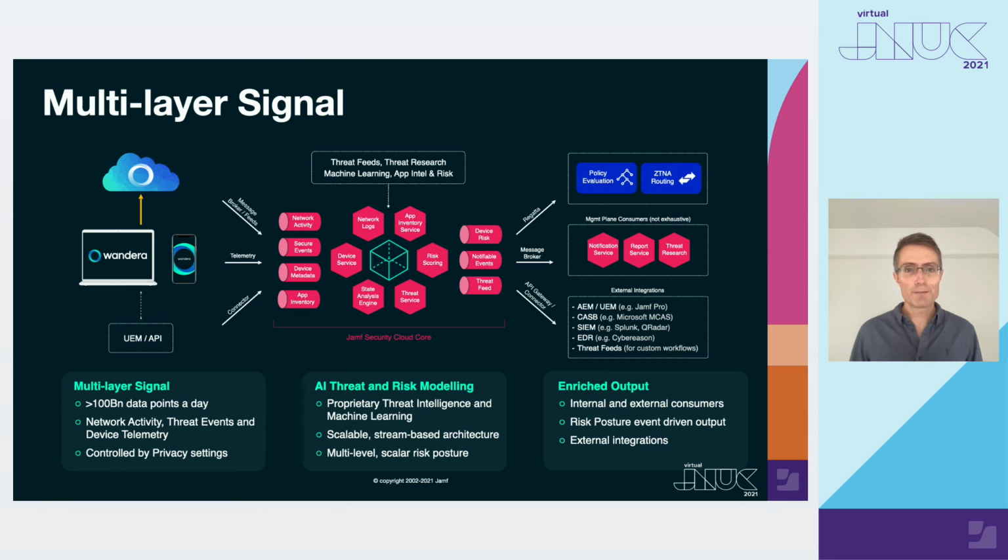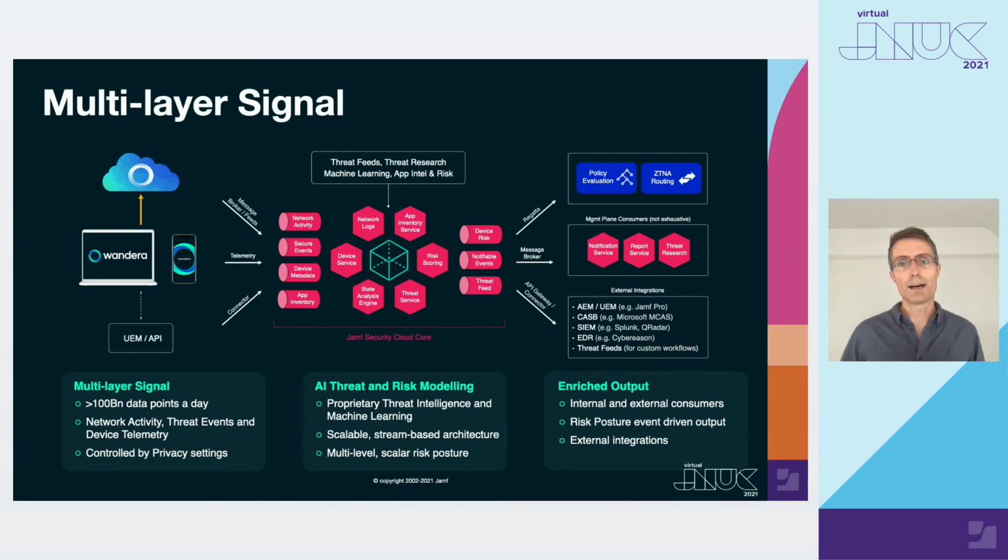Right, we've arrived at the final detailed slide before the summary, and this one shows one of the key strengths of our platform. It shows how we use proprietary threat intelligence, machine learning, and multi-layer signal to deliver real-time visibility and risk posture for each and every device on our platform. So, starting at the left, we collect this rich multi-layer signal about every device from three main sources.